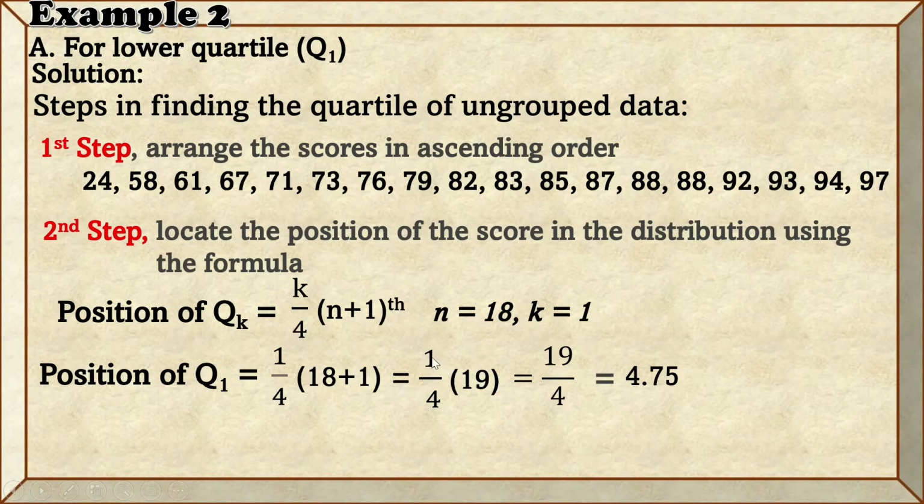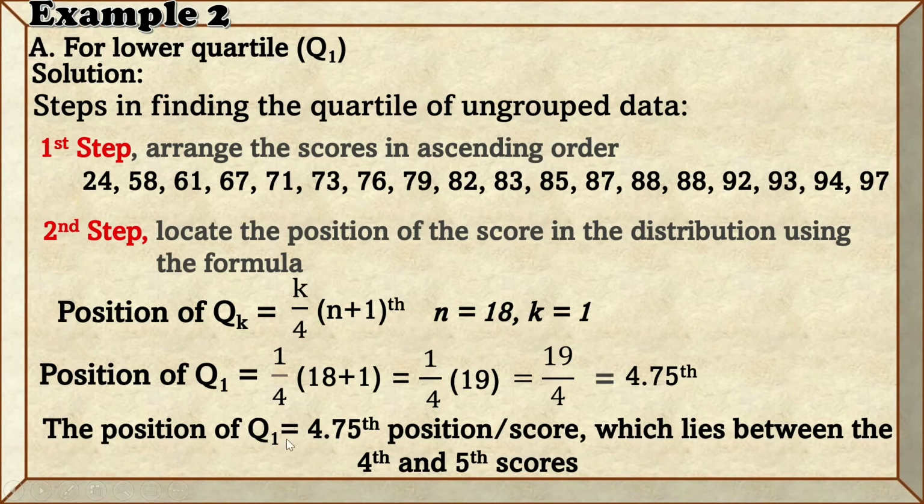Then the result, we have 1 over 4 times 19 is equal to 19 over 4 equals 4.75, or 4.75 scores or positions. The position of first quartile is 4.75 position or score, which lies between the 4th and 5th scores. The 4th score is 67 and the 5th score is 71. Since the result here is in decimal number, interpolation is needed.